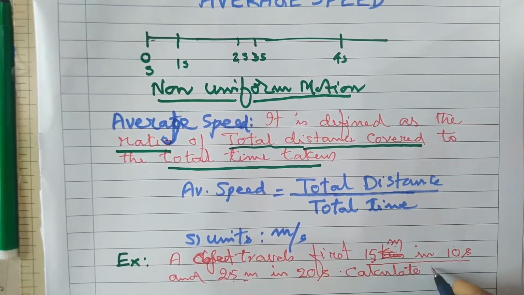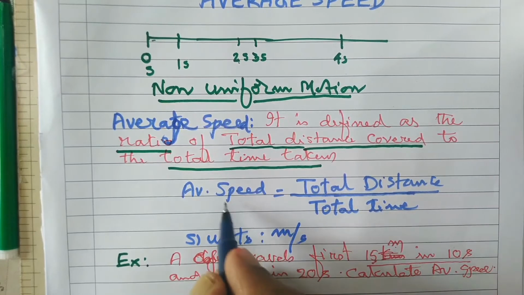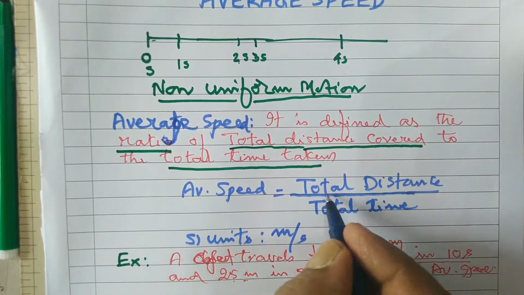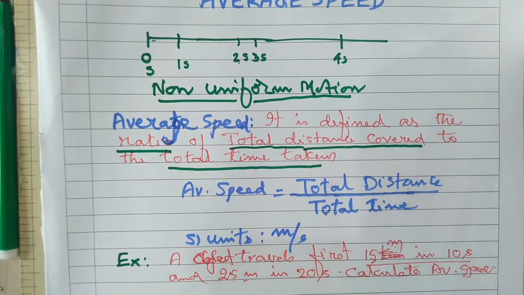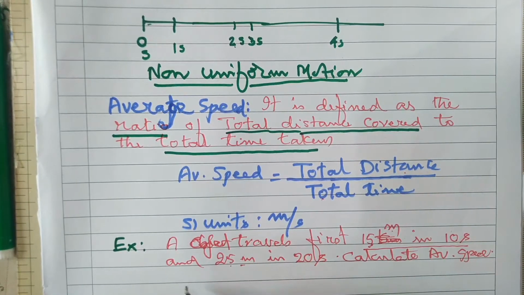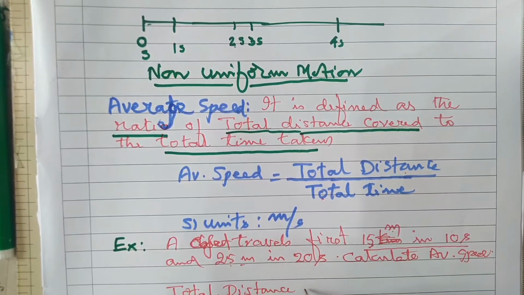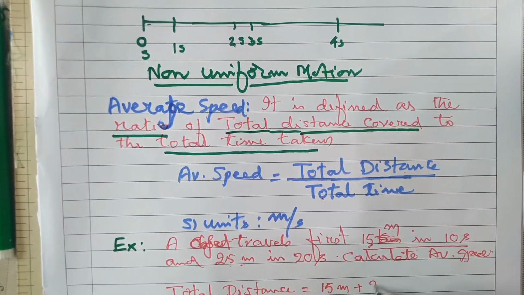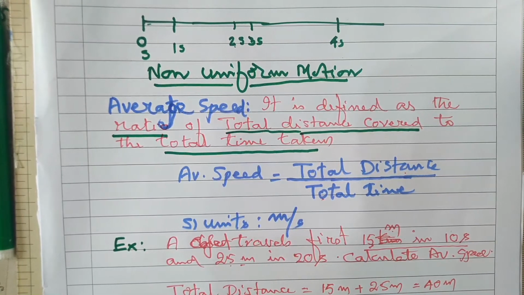To calculate the average speed, this is the formula we know very well. Total distance we have to calculate first, then total time. First, total distance: these two parts we will add. 15 meters plus 25 meters, that is 40 meters. Total time taken.